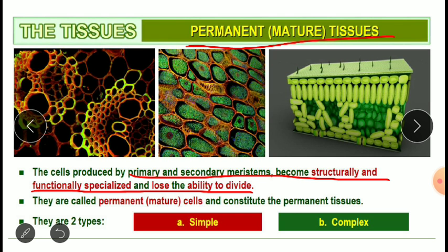So these meristems are getting converted into the permanent tissues. They stop dividing and they take over the function. They start performing the function. Then they are called the permanent tissues. They are called permanent cells and they constitute the permanent tissues. So there are going to be two types of permanent tissues, simple permanent tissues and the complex ones. Complex we will be studying in my next video. Today let us see the simple ones.